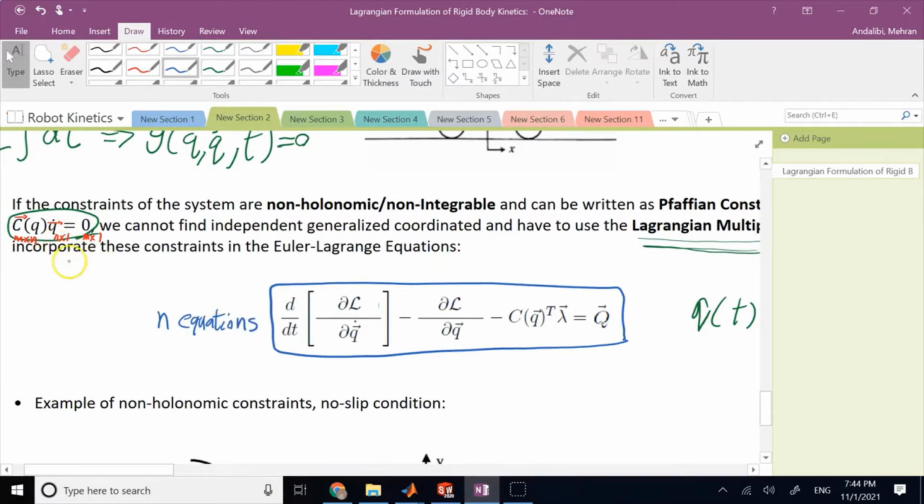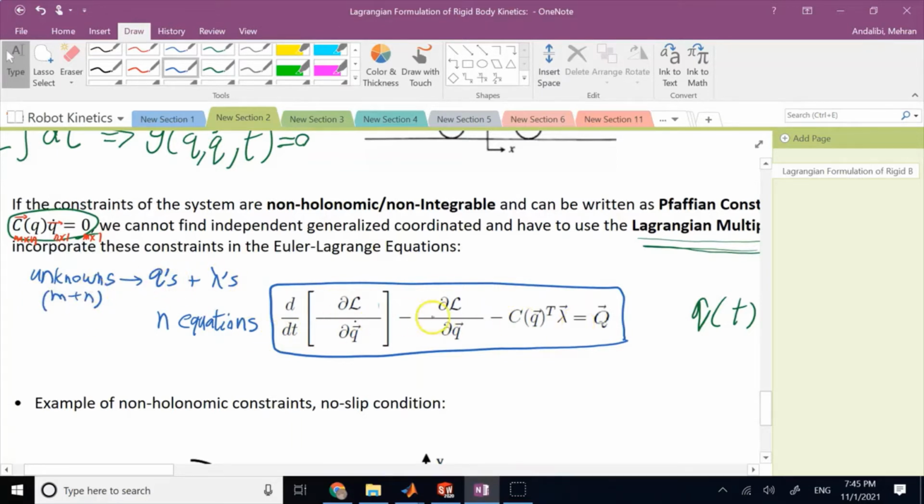Right? Because you apply this for each and every one of the q's. But how many unknowns do you have? Not only do you have n q's that are unknowns, the unknowns are going to be all of the q's and all of the lambdas. So you have m plus n unknowns, n q's and m lambdas.